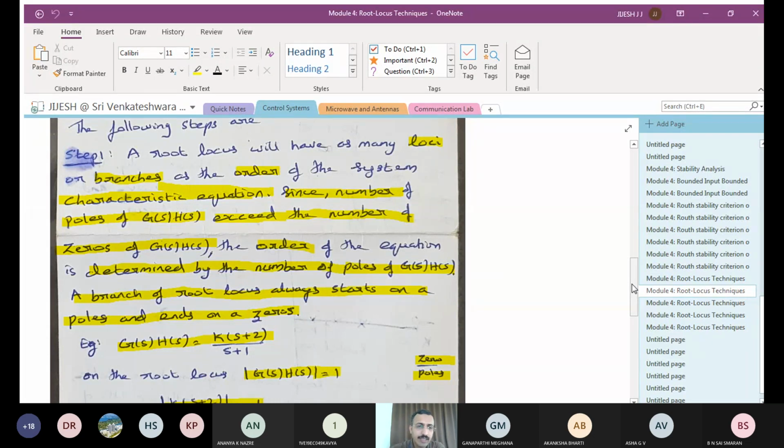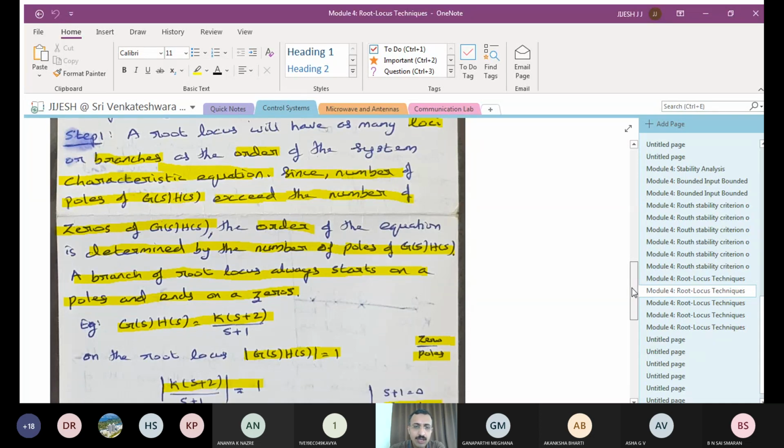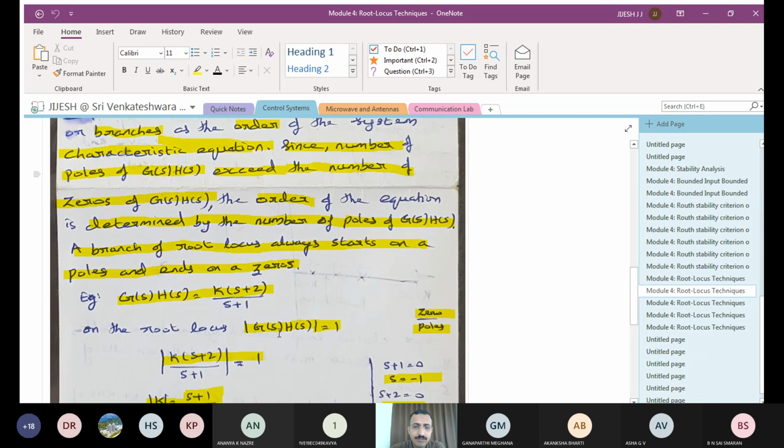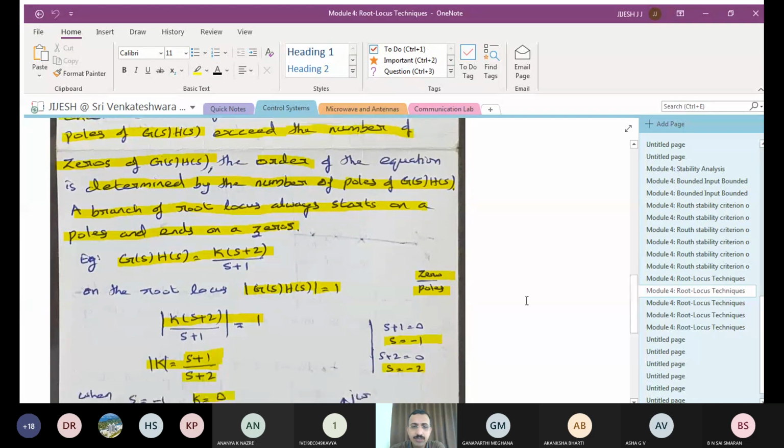As an example, we have taken G(s)H(s) equal to K(s+2)/(s+1). On the root locus, G(s)H(s) is equal to 1. So K(s+2)/(s+1) is equal to 1, and the modulus of K will be (s+1)/(s+2). So we can find out the poles.